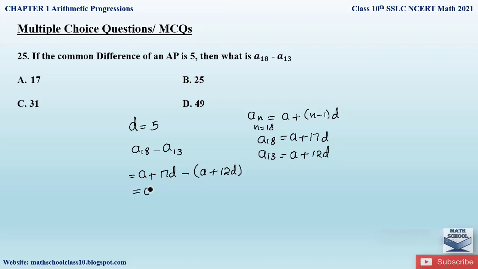So open the brackets. A plus 17D minus A, so plus and minus will become minus 12D. So cancel plus A and minus A, so 17D minus 12D will be how much? It will be 5D. Now we know the value of D, substitute here. 5 into 5 is equal to 25. So A18 minus A13 will be equal to 25. So the correct option is option B. Again, this is a direct method where you will use the formula and find out the result.